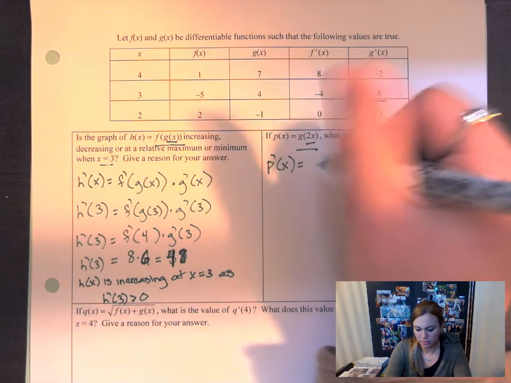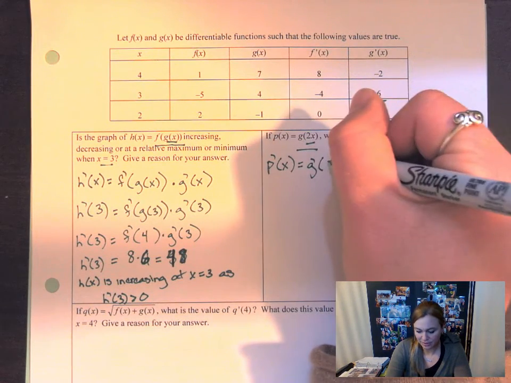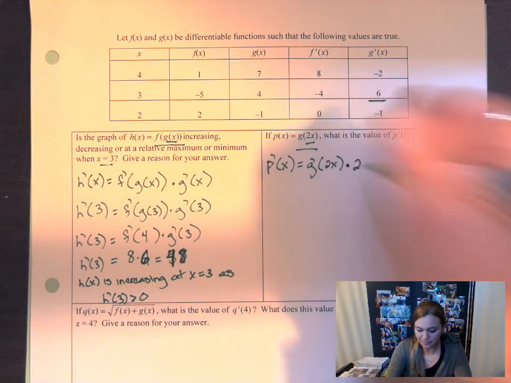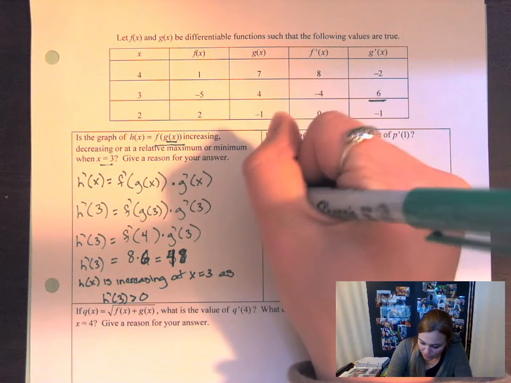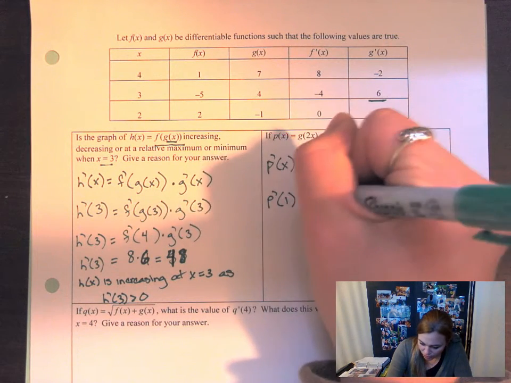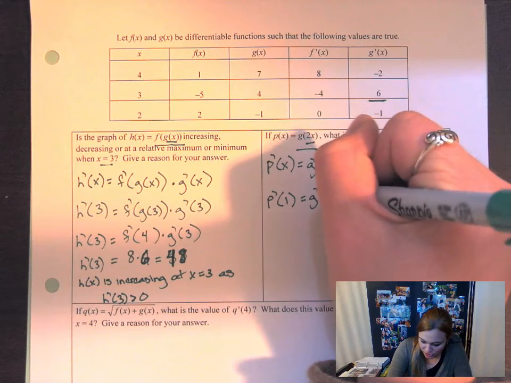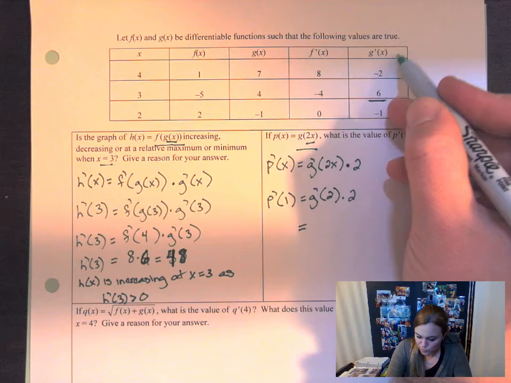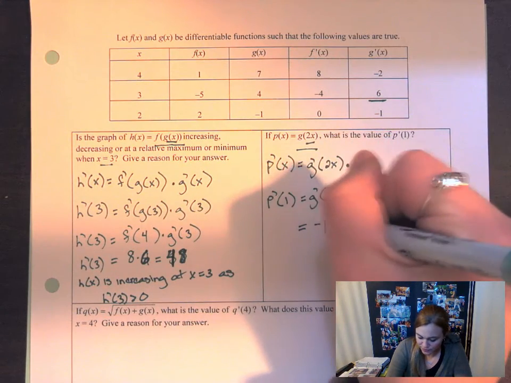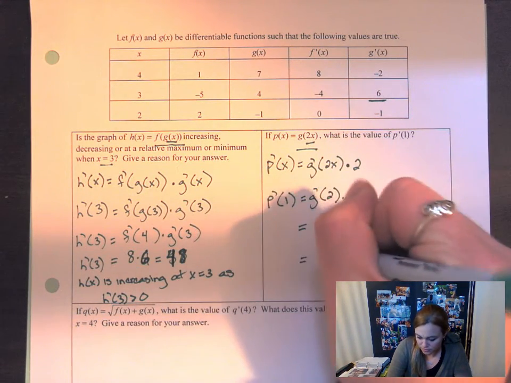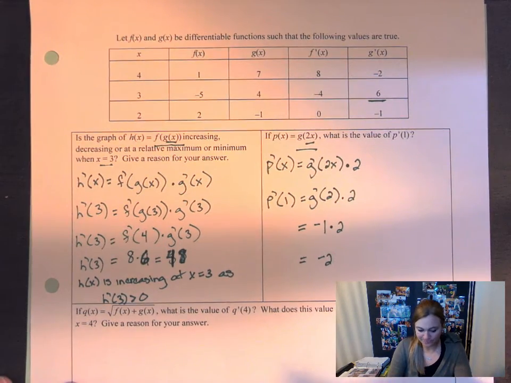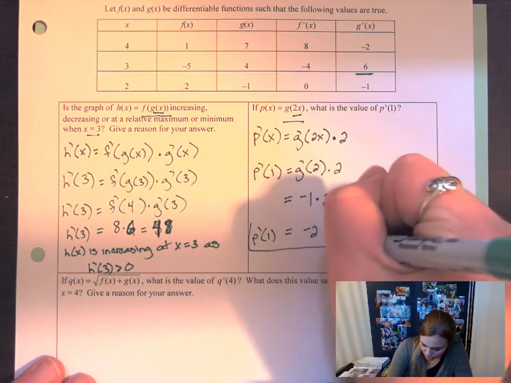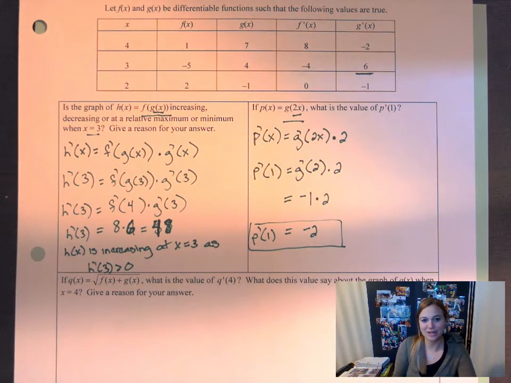Derivative of the outside. Leave the inside alone. So g prime, leave the inside alone, times the derivative of the inside, which p prime of 1 will be g prime of 2 times 1, also known as 2, times 2. G prime of 2 is negative 1 times 2. And again, negative 2. This is p prime of 1. I don't know why that's so big on the side. Maybe I need to put a smiley face or something.